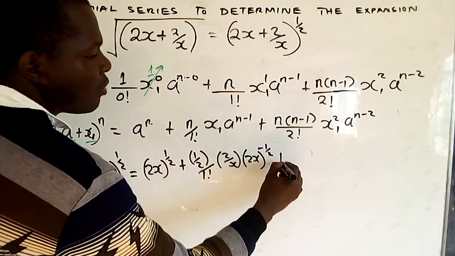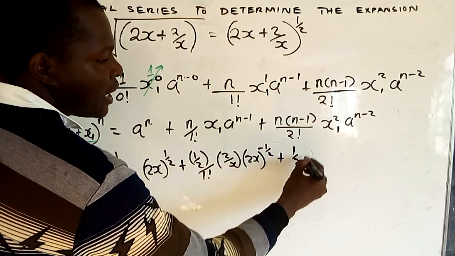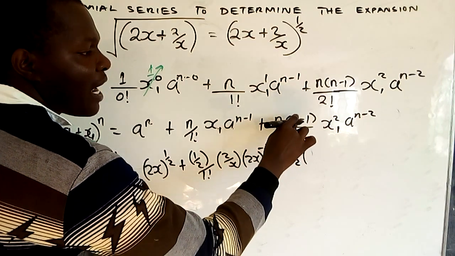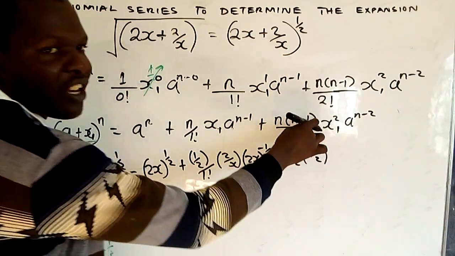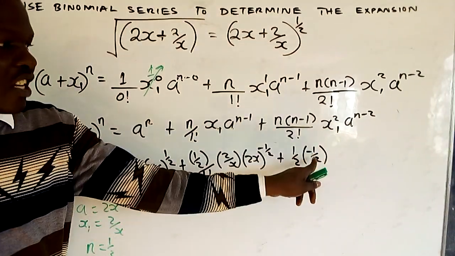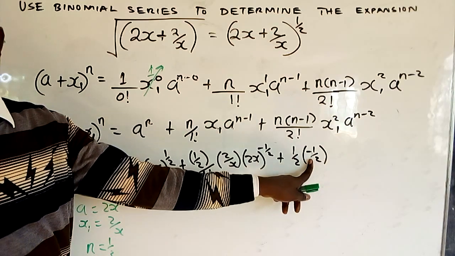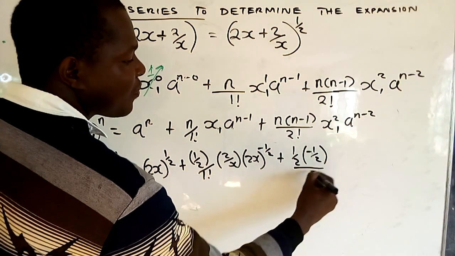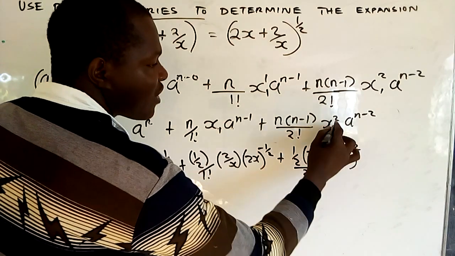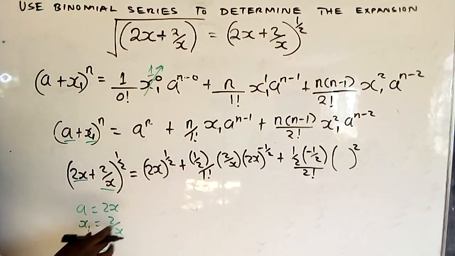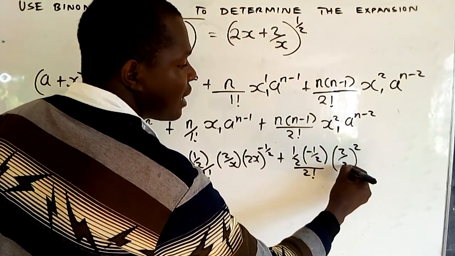Continue, plus, move here, n is a half, isn't it? Then into n minus 1, a half minus 1 is negative. See, n minus 1 is a half minus 1. That is negative half, isn't it? Yes. Then it is over 2 factorial, isn't it? Then x1 squared. x1 is what? 2 over x, 2 over x.